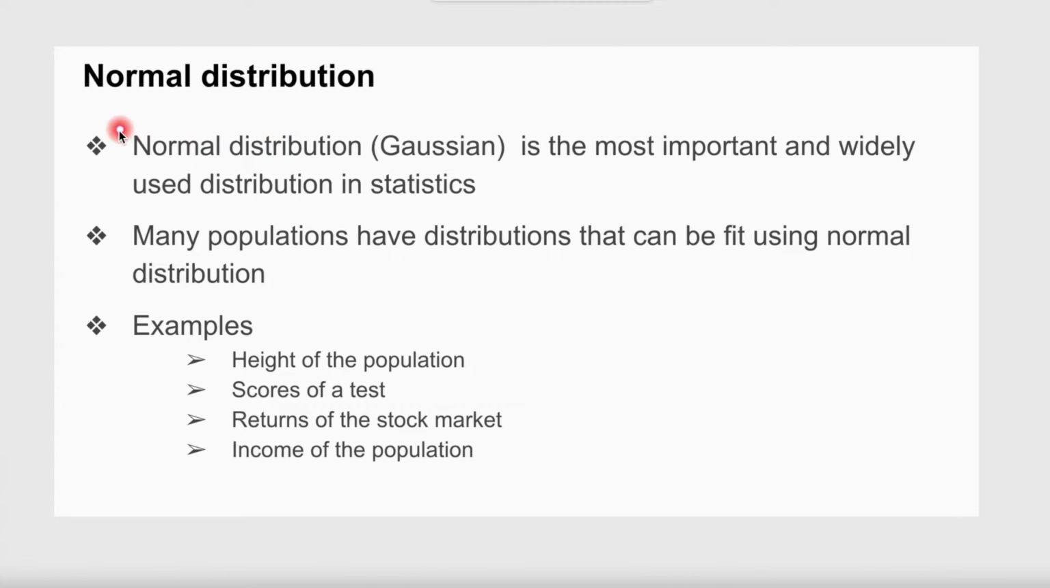In this video, we will go over the basics of normal distribution. Normal distribution is also called a Gaussian distribution. It is the most important and widely used distribution in statistics. Many populations have distributions that can be fit using normal distribution. Here are some examples: the height of the population, scores of a test, returns of the stock market, income of the population.